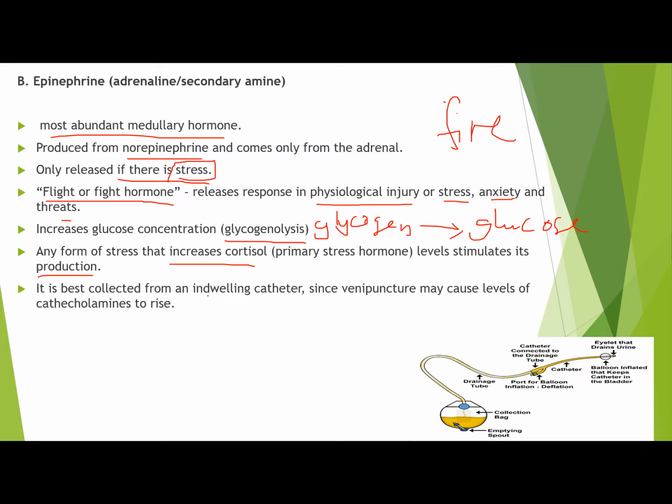It is best collected from an indwelling catheter since venipuncture may cause levels of catecholamines to rise. So ito yung example nung pag-collect niya, class. Usually, ipapasok mo yung catheter through the sexual organ, through the penis or through the vagina and into the urethra to collect the sample. Ang reason kaya hindi ka pwedeng mag-venipuncture, magra-rise yung catecholamines mo.